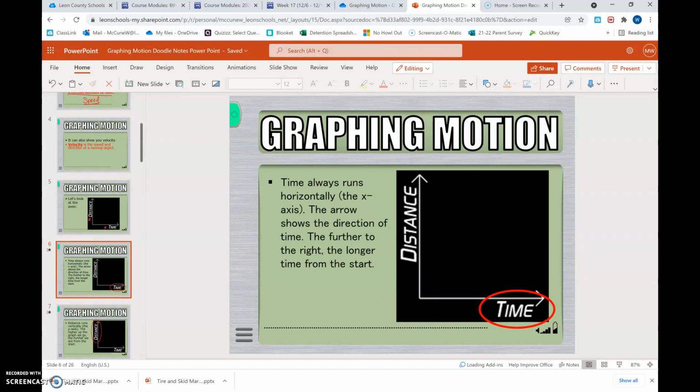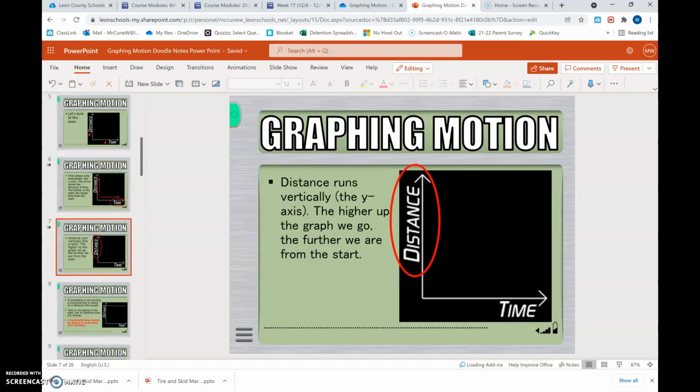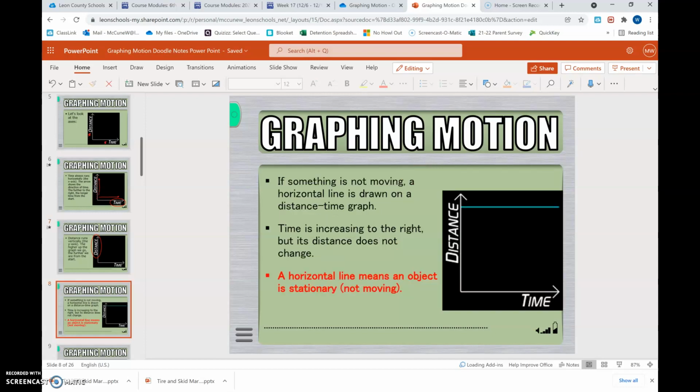When you're looking at distance time graphs, your numbers increase as you travel away from the origin. So the further up you go on distance, that means the farther away the object is. The further you go on the x-axis, that means the more time has passed. Distance goes vertically, so the higher up the graph you go, the further we are from start.